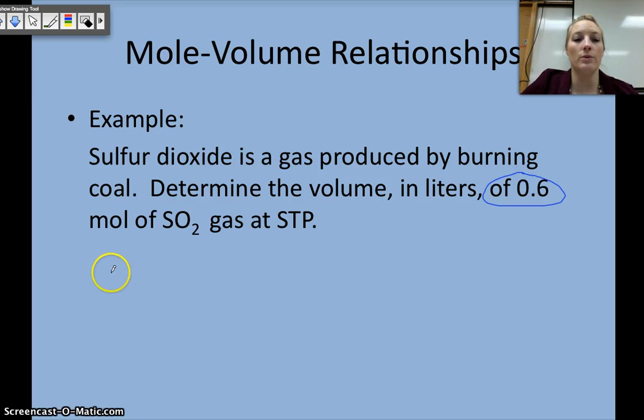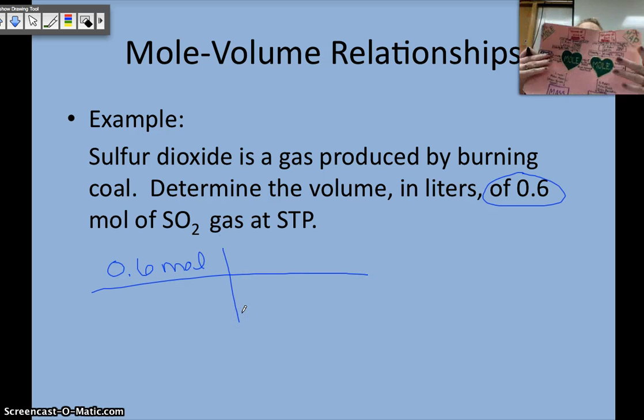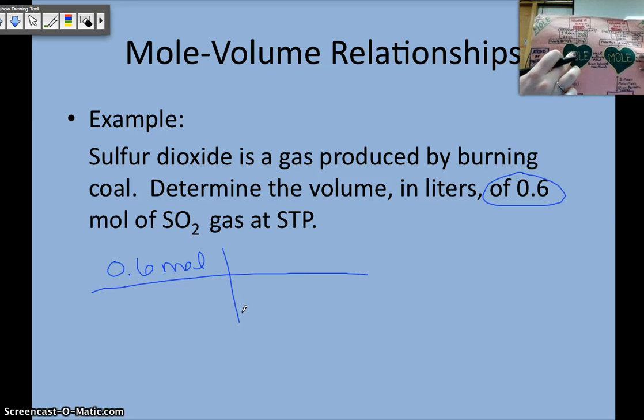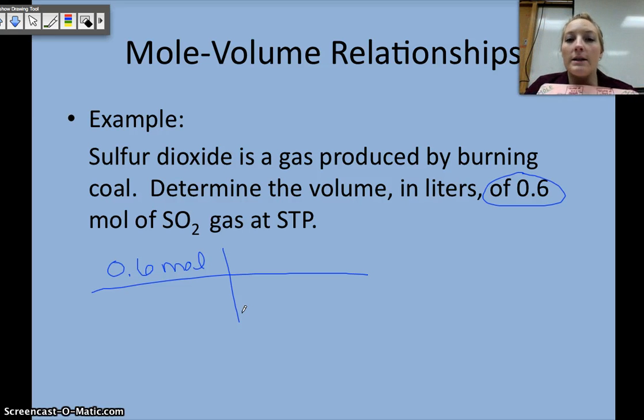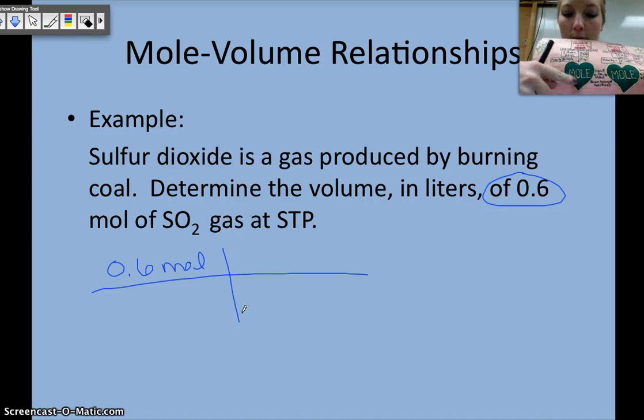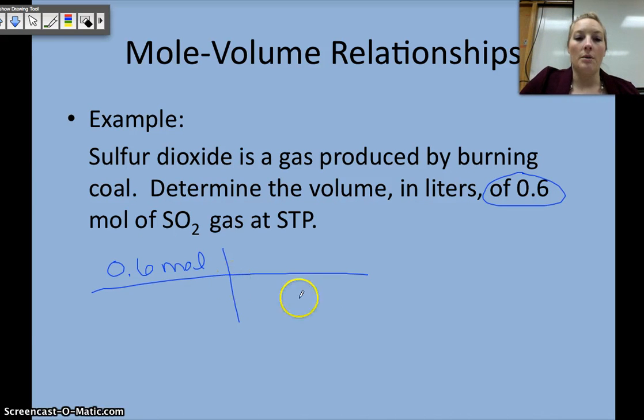So we are starting with what we know here, 0.6 moles. So that puts us in the mole block right here, and we are trying to find the volume. So we have to go from moles to volume. So on bottom, we are going to put moles.